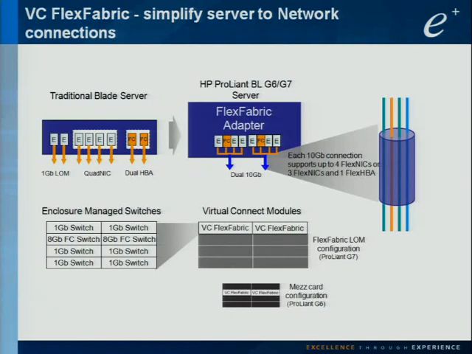Then we can take 2 10 gig links and carve them up into what they call Flex NICs. So you can present yourself 4 Flex NICs per interconnect, totaling 8, so you can still work that traditional design. The difference between Flex-10 and FlexFabric is that FlexFabric offers you FCoE capability, where they'll present a single HBA that's 4 gigs and then 3 Flex NICs. So your maximum is 4 Flex NICs, whether you go with Fibre Channel over Ethernet or the traditional Ethernet model.